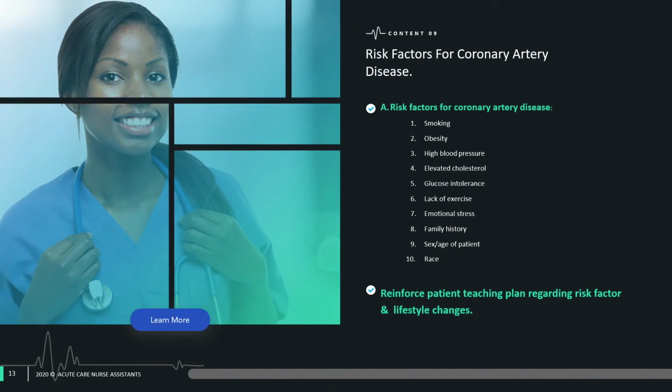Content 9. Risk factors for coronary artery disease. Smoking, obesity, high blood pressure, elevated cholesterol, glucose intolerance, lack of exercise, emotional stress, family history, sex and age of patient, and race. Reinforce patient teaching plan regarding risk factor and lifestyle changes.